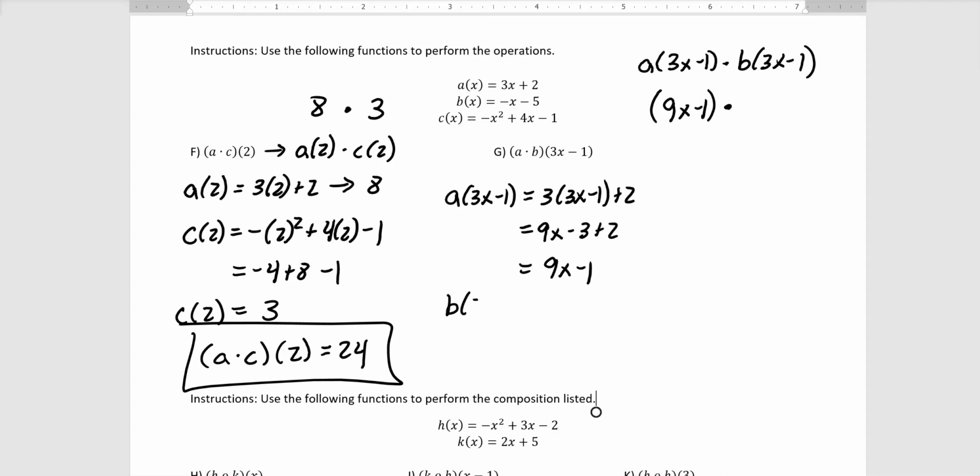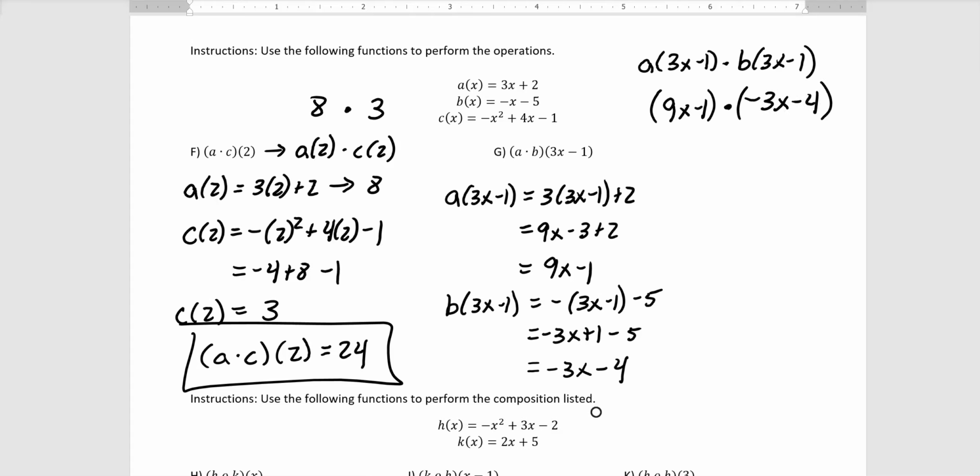So B of 3x minus 1 equals the opposite of 3x minus 1 and minus 5. So this will be negative 3x plus 1 minus 5. 1 minus 5 is negative 4. So negative 3x minus 4. So I'll be multiplying this by negative 3x minus 4. Now let's do this up here.